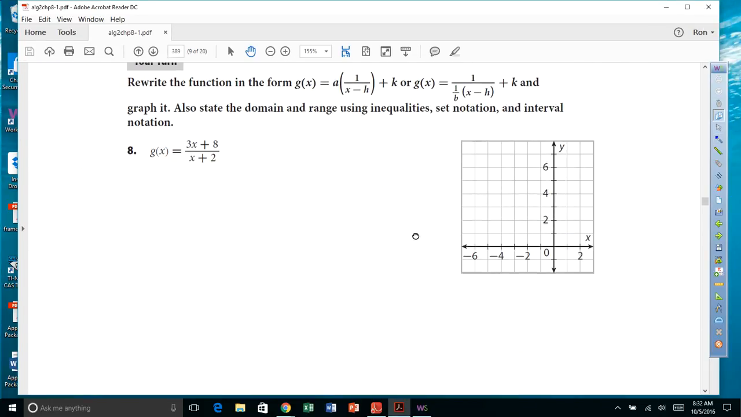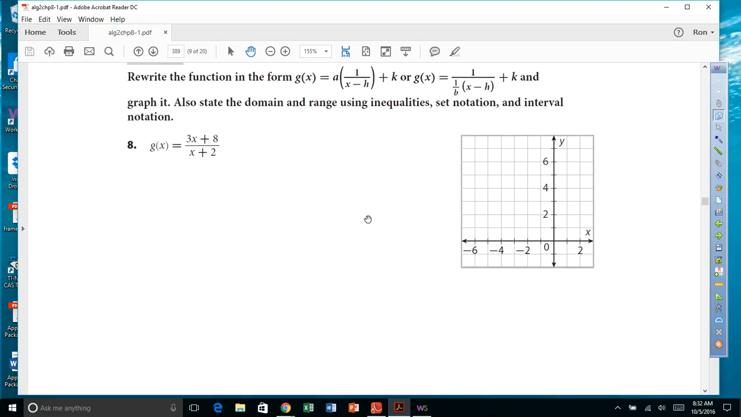Your turn. So we're given this. Rewrite the function in the form of either one and graph it. Also state the domain and the range.